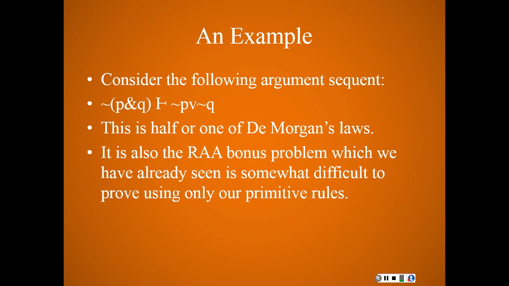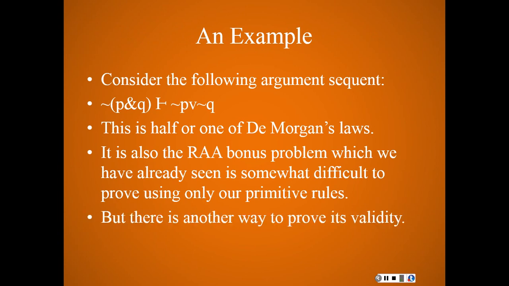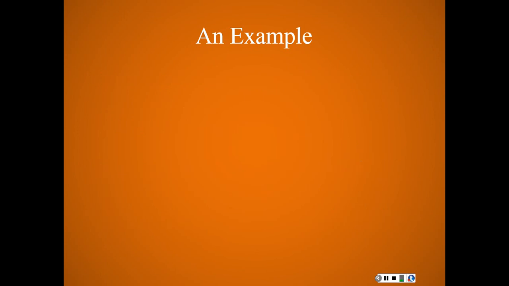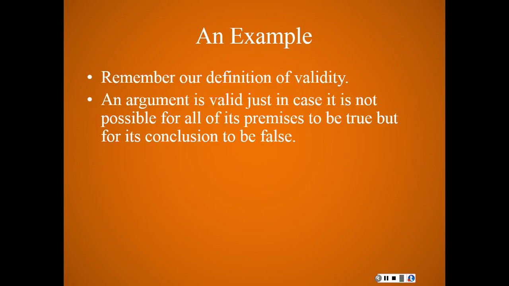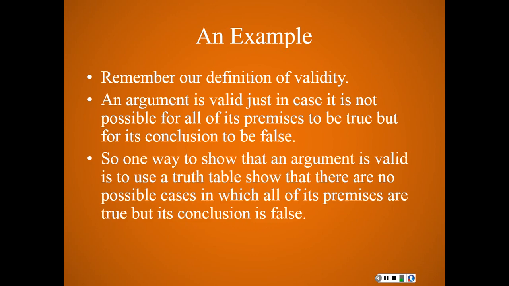It's also the RAA bonus problem, which we have already seen is somewhat difficult to prove using only our primitive rules. But it turns out that there's another way to demonstrate that this sequence is valid. We can do it by using a truth table. So remember our definition of validity. Our definition of validity tells us that an argument is valid just in case it is not possible for all of its premises to be true, but for its conclusion to be false.